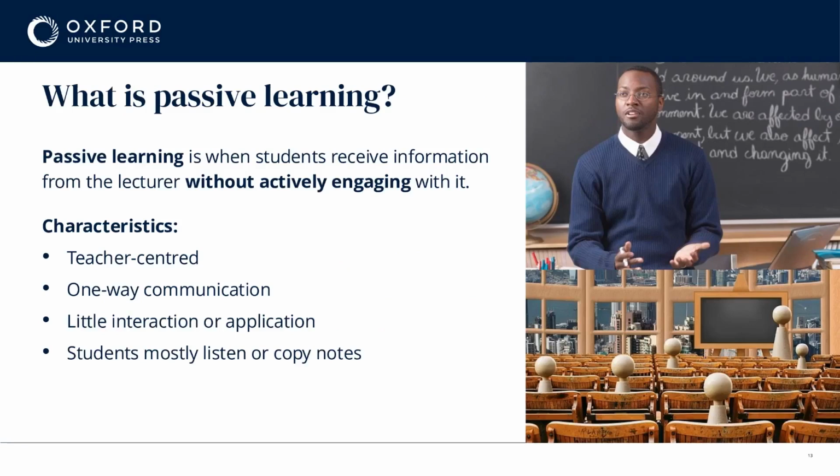What is passive learning? Passive learning is when students receive information from the lecturer without actively engaging with it. The characteristics of passive learning is that it is teacher-centered, where the focus is solely on the lecturer. It is one-way communication, so we only have one person speaking throughout the lesson, the lecturer. There is little interaction or application, and students mostly listen or copy notes or even zone out.